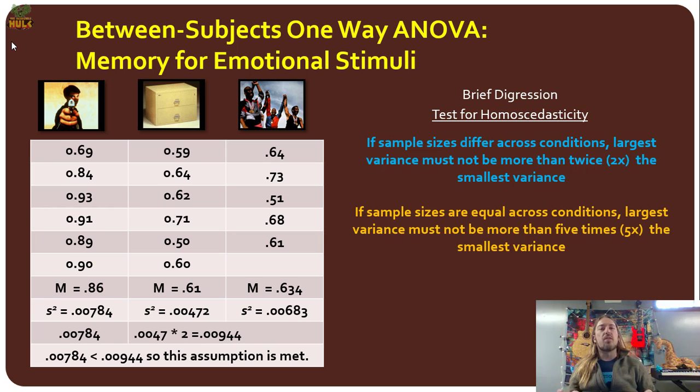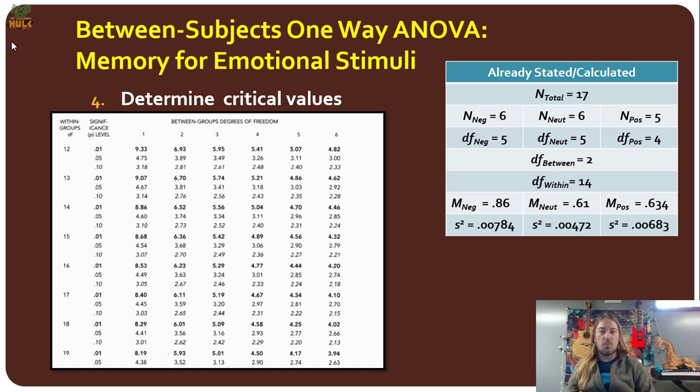Remember, homoscedasticity tests change whether you have the same number of individuals in a group or different. So because we have different sample sizes, we're going to be in the blue world up there, where it says if sample sizes differ across conditions, the largest variance must not be more than twice the smallest variance. If we had equal sample sizes, then the largest variance must not be more than 5 times the smallest. We have unequal, we're in the blue world, and so we look down there to see what our smallest variance is. Across all those S squareds, our variances, the smallest one would be for neutral.